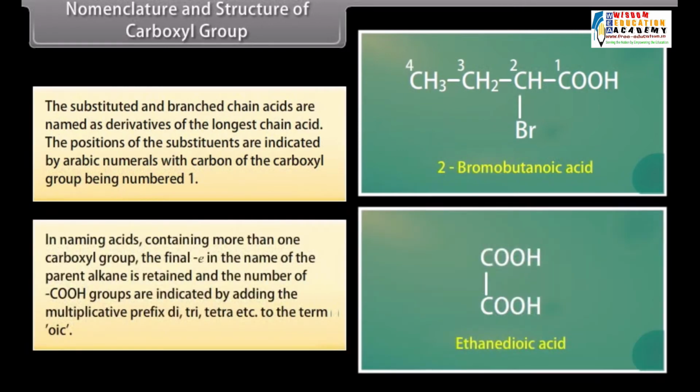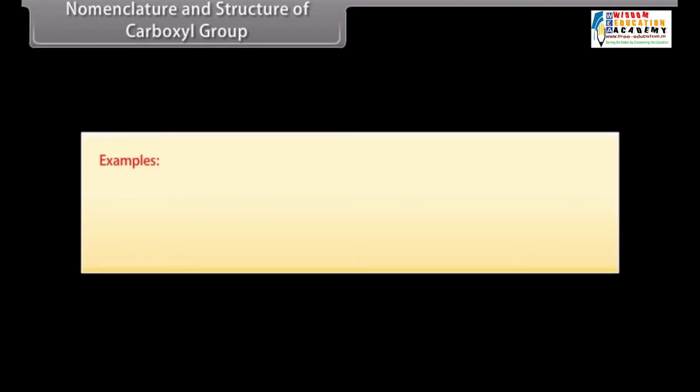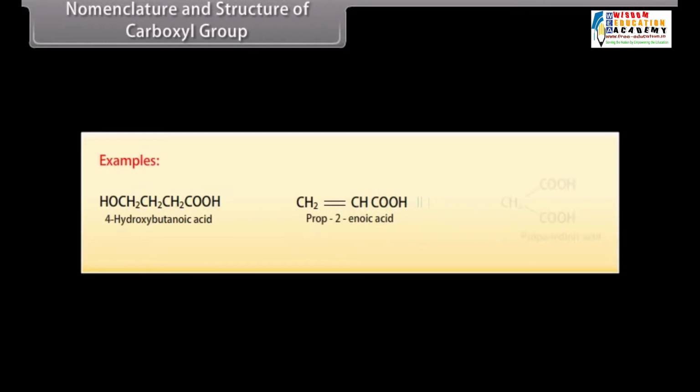In naming acids containing more than one carboxyl group, the final e in the name of the parent alkane is retained and the number of carboxyl groups is indicated by adding the multiplicative prefix di, tri, tetra, etc. to the term -oic. Examples: 4-hydroxybutanoic acid, prop-2-enoic acid, propane-dioic acid.